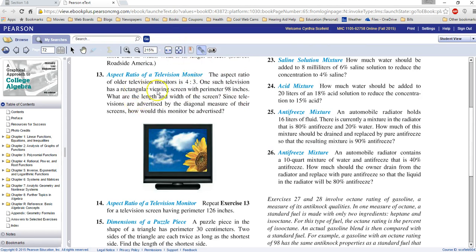Okay, so if the aspect ratio of older television monitors is 4:3, what that means is you can take whatever the length is over whatever the width is, and when you reduce the fraction, you have a ratio of 4:3. So the length is 4/3 of the width, and we can use that. And we're looking at the total perimeter being 126. We have to figure out what the length and width are. We also have to figure out the diagonal. Okay, so let's go do it.